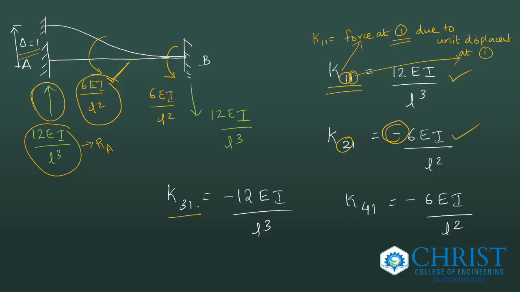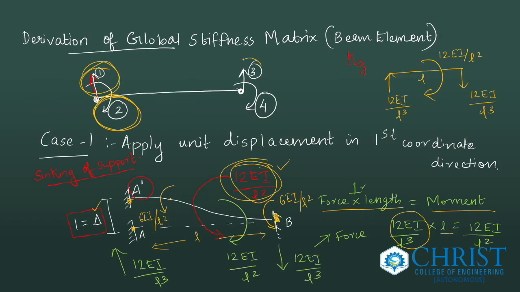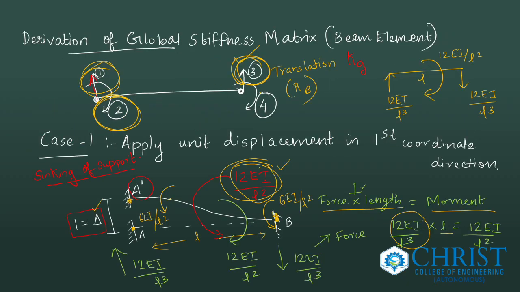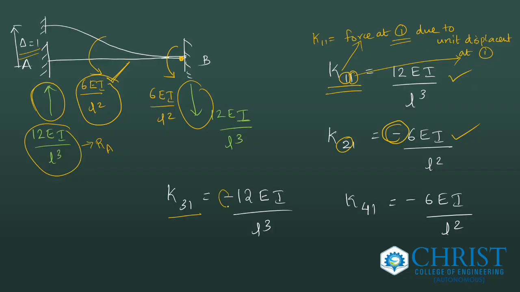Now K31. The third position is this one, right? It is a translation. So translation is induced by whom? By a support reaction RB. And see, RB is acting downwards, which is opposite to that of system coordinate 3. So I use a negative sign again and write the value of 12 EI by L cube, because stiffness is nothing but the force value produced due to unit displacement. Here the unit displacement is this one, delta equal to 1.